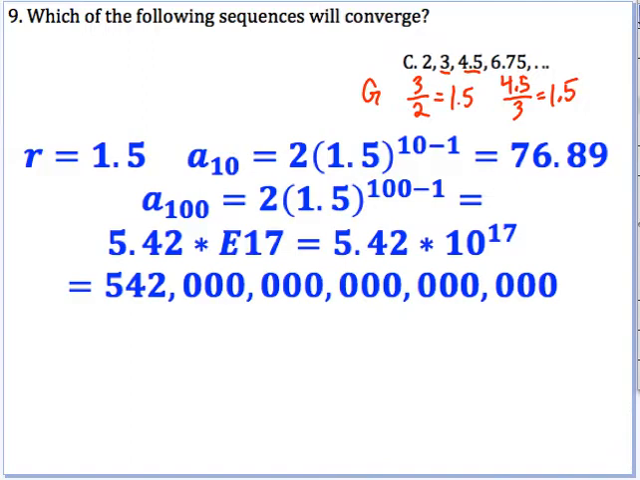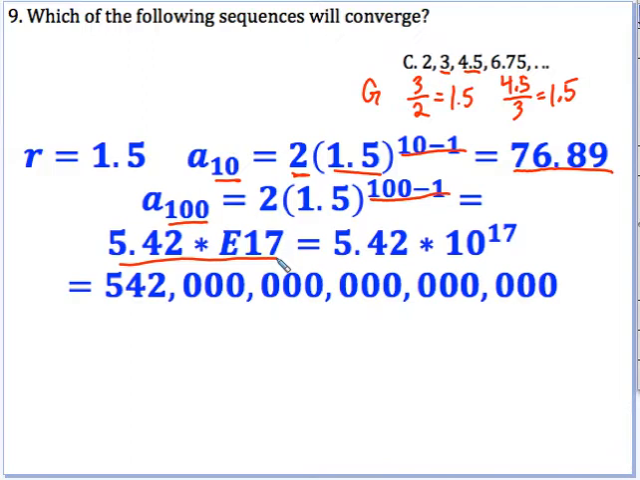I have my rate, and I want to find my 10th term in this sequence. So my A sub 1 is 2, my rate is 1.5, raised to the power of 10 minus 1. I plug all that into my calculator, and I get 76.89. Now I want to know what A sub 100 is. So I do the same thing, except my n is now 100. I plug that in, and I get this really weird number here. What that means is that's scientific notation.